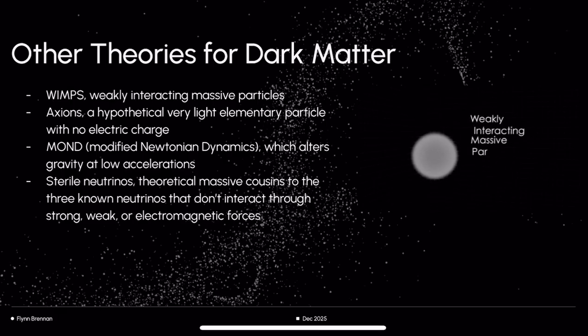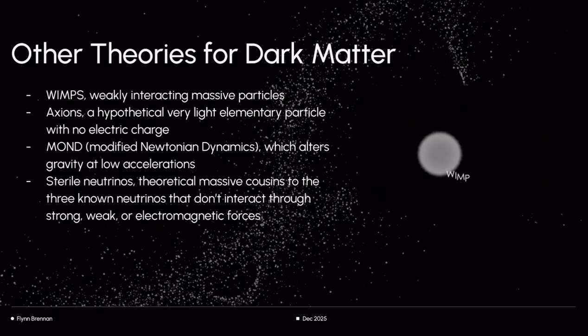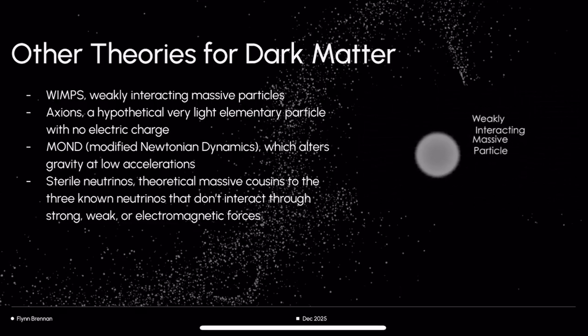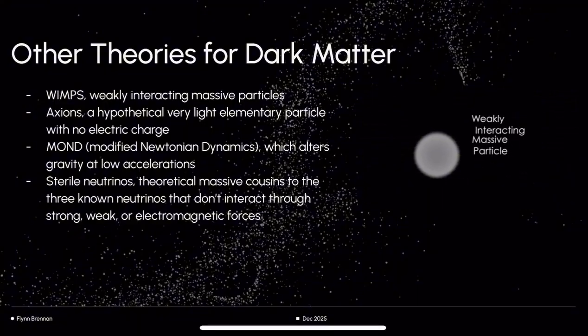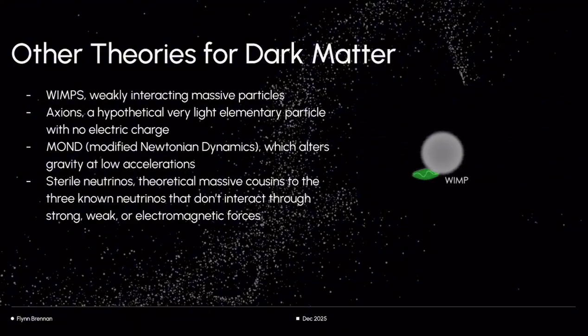So other potential theories for dark matter, lastly, I'll go over these theories. First is WIMPs, which are weakly interacting massive particles, or axions, a hypothetical very light elementary particle with no electric charge.